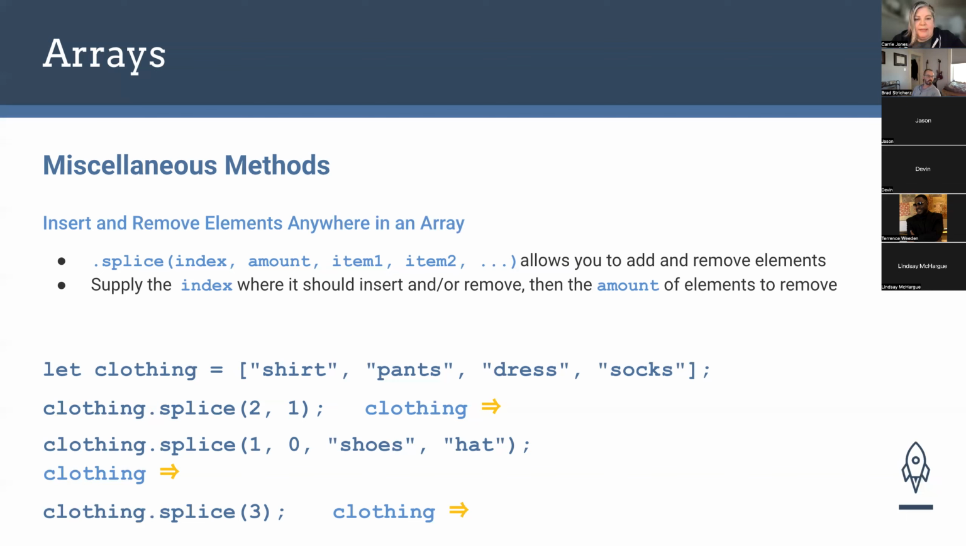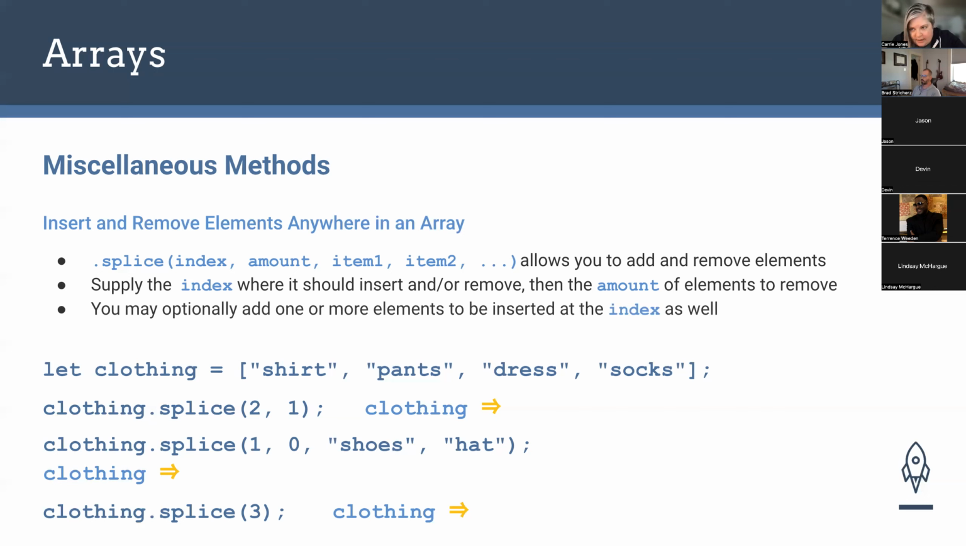Okay, so on to splice. We have the index as the starting point. Where do you want to insert and or remove? And then the amount of elements to remove. If you aren't planning on removing anything, if your whole point of doing this is because you're just adding things, then you would just set the amount to 0. You can also add the elements, and that's the last part, item 1, item 2, etc., as many as you want.